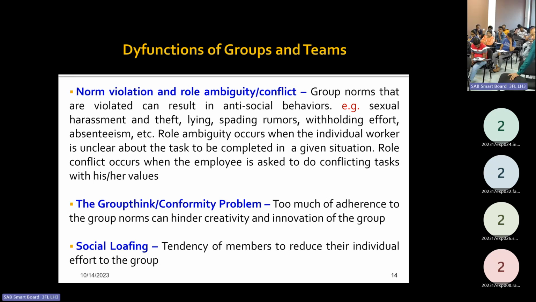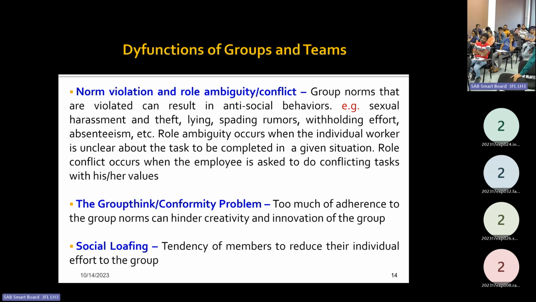And then the next one is role ambiguity. In our previous slides, I mentioned, no, that to develop teams and groups successfully, the members should know their task roles clearly. If that is not happening, that problem prevails. The role ambiguity problem prevails. Right.